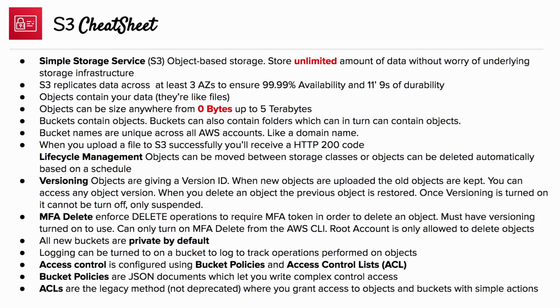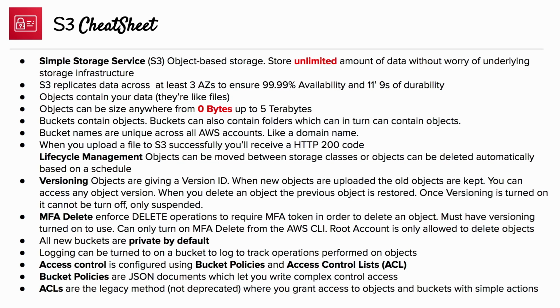Objects contain your data, so you can think of objects like files. Objects can be sized anywhere from 0 bytes to 5 terabytes. I've highlighted 0 bytes in red because most people don't realize they can be 0 bytes in size. Buckets contain objects, and buckets can also contain folders, which can in turn contain objects. And you can also just think of buckets themselves as folders. Bucket names are unique across all AWS accounts, so you can treat them like domain names. So your bucket name has to be unique within the entire world.